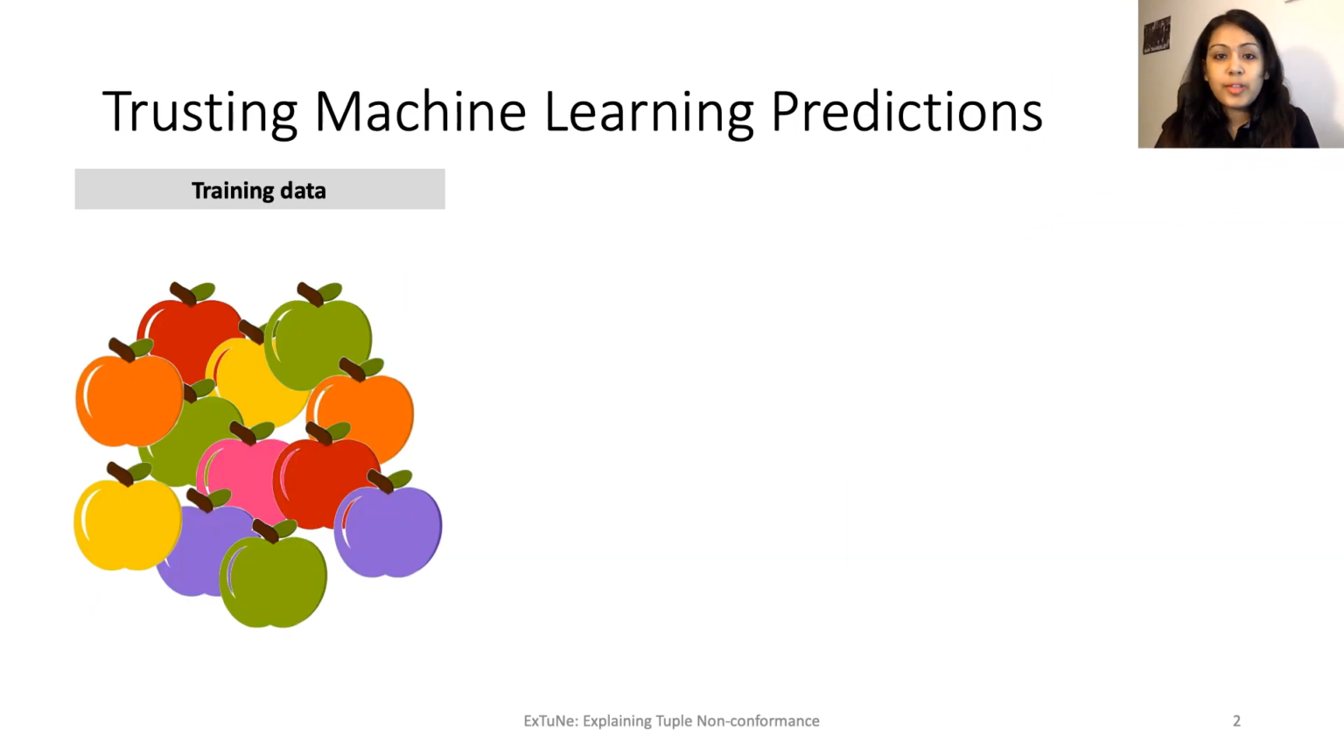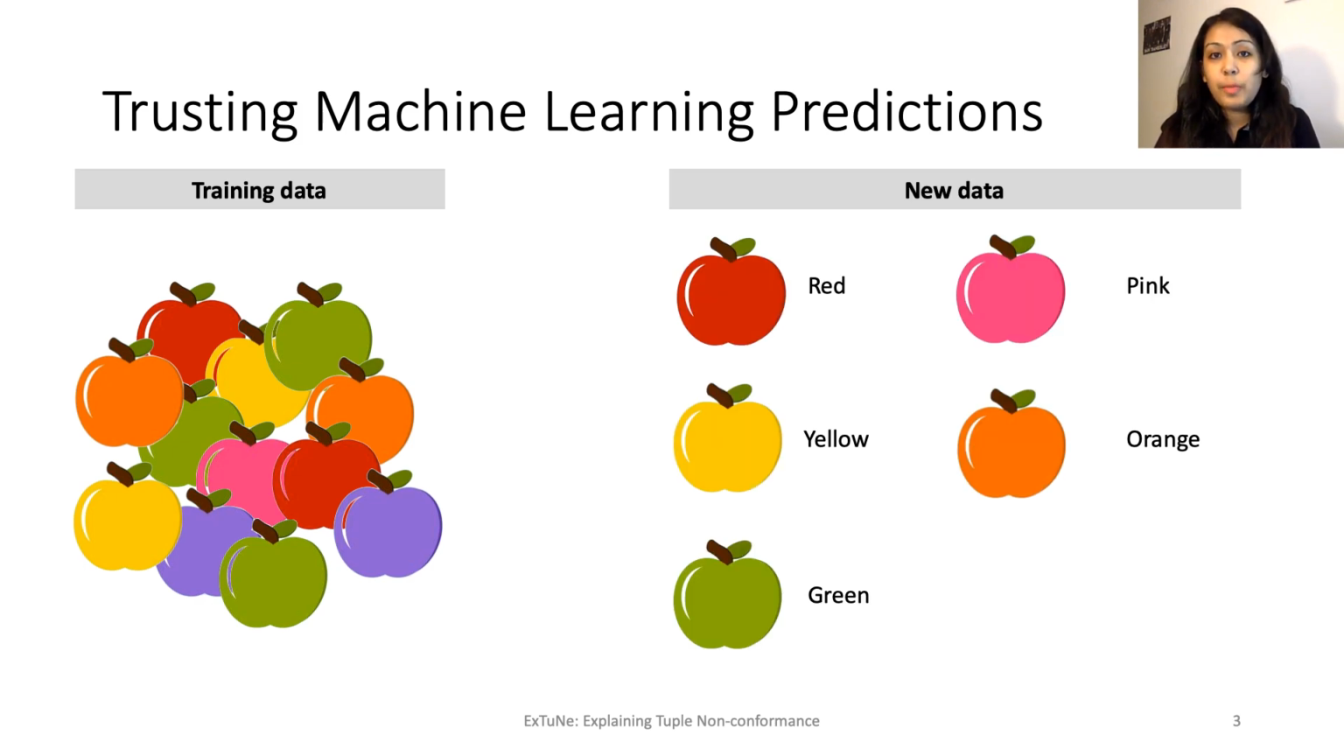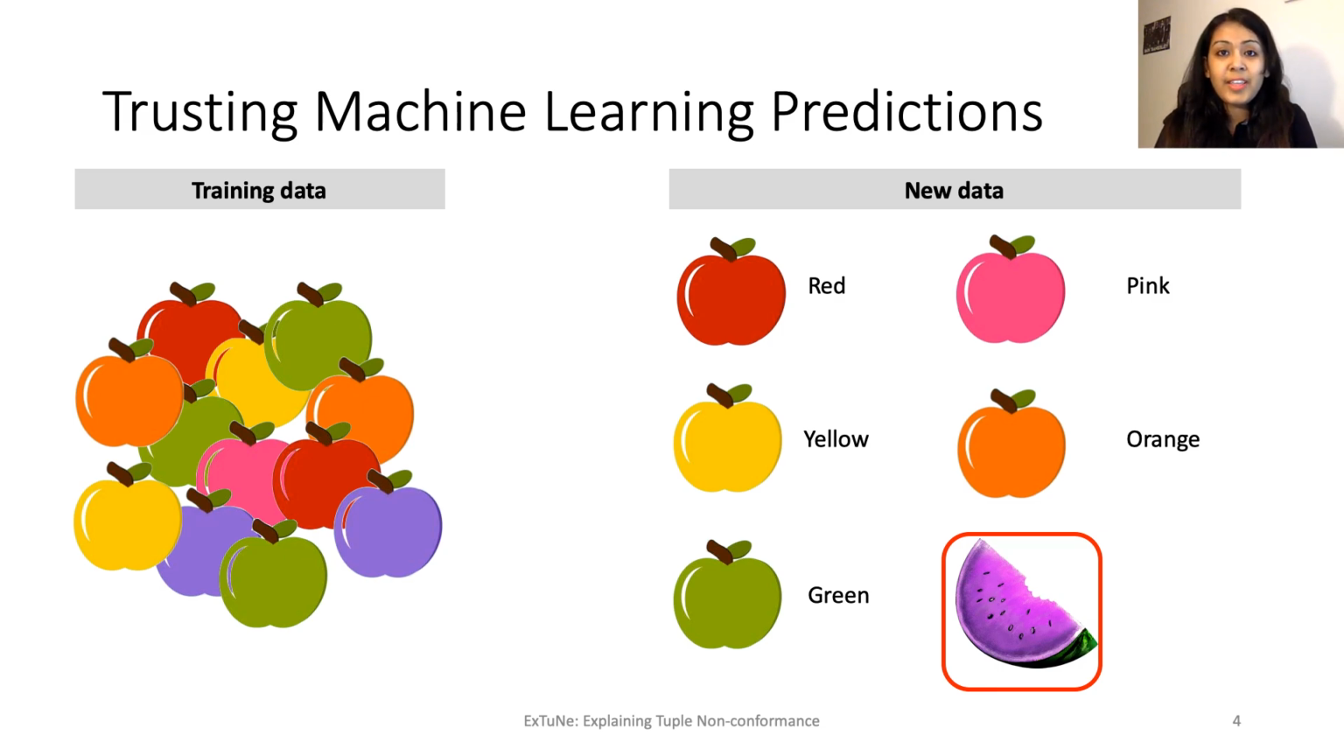First, let's talk about the problem. Suppose that you have trained your favorite machine learning model with these colorful apples to predict their color. Now you deploy your model and your model seems to work pretty well for these new apples. So far, so good. But now you encountered this new thing, a strange watermelon wedge. Now the question is, would you trust your model's prediction on this?